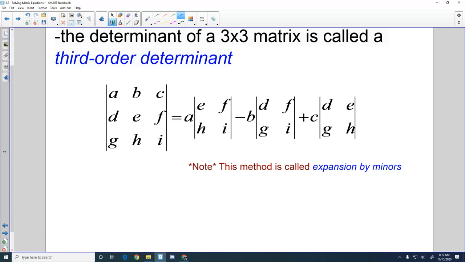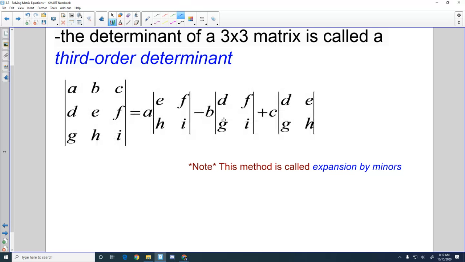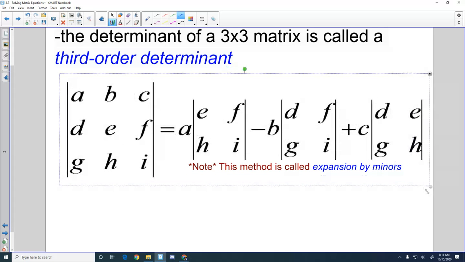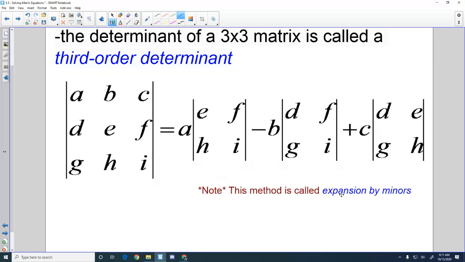Let me make this a little bigger. This is called expansion by minors. You might hear that in a future math class, and I want your teacher next year to be like, didn't Wojcik teach you expansion by minors?